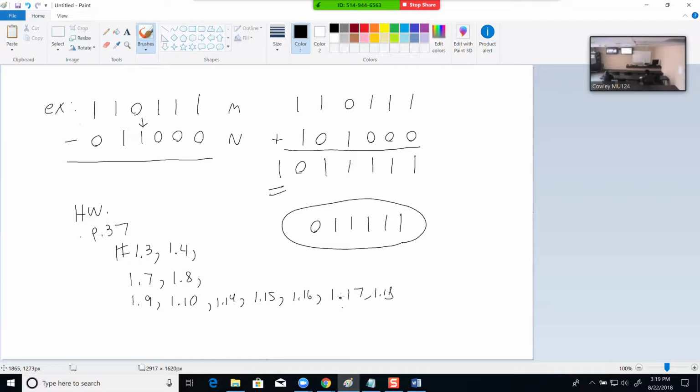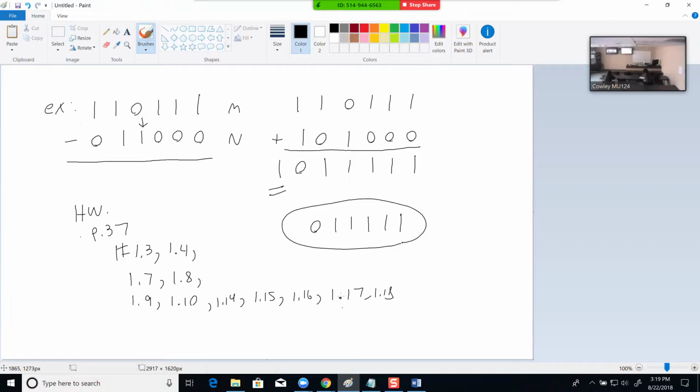Is there any questions on any of that? Yeah. So that's the problem. We did the alternative subtraction, but the original one should have the same answer.